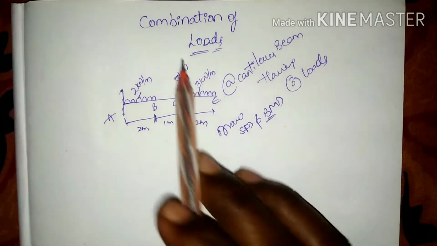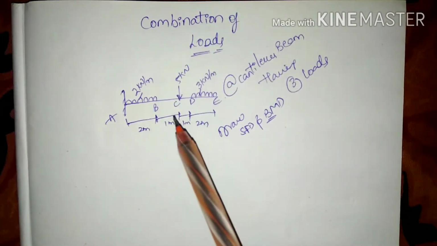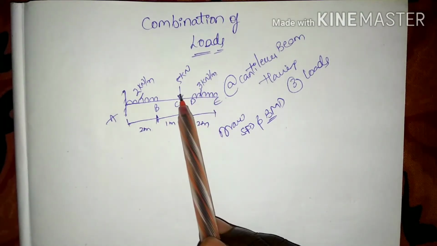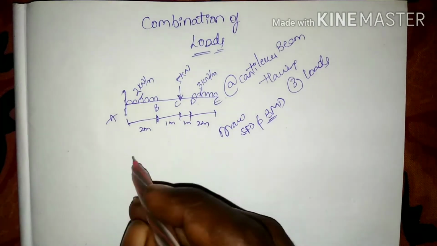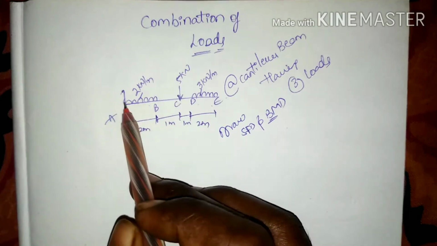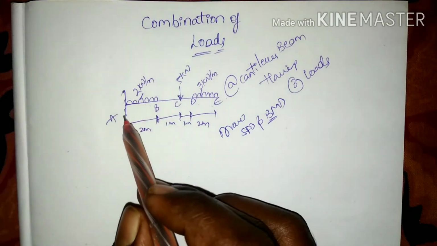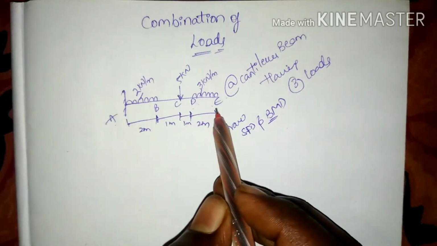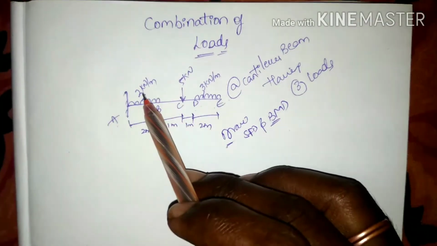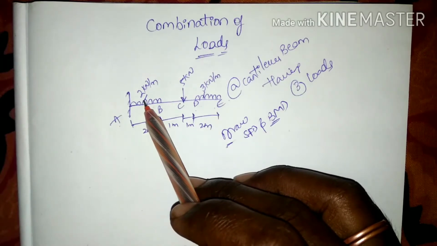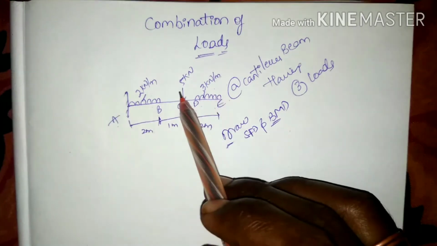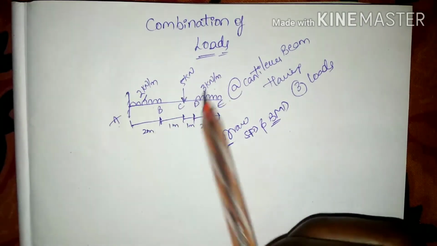Today we are going to see the combination of loads with two UDLs and one point load. These loads act on a cantilever beam with points A, B, C, D, E respectively, for the loading of a UDL of 2 kN per meter, a UDL of 3 kN per meter, and a 5 kN point load.